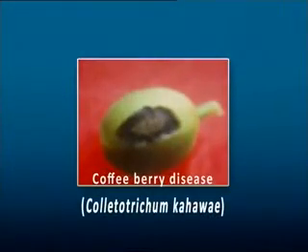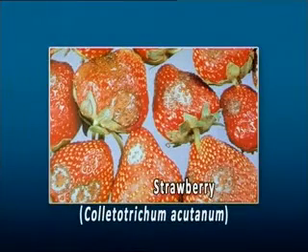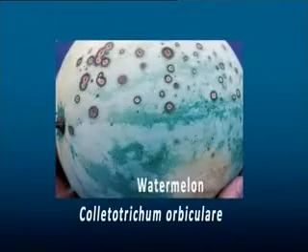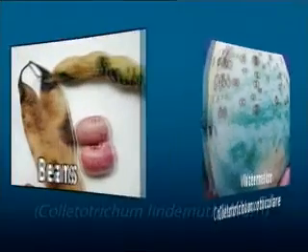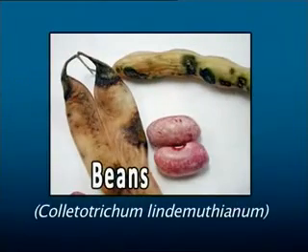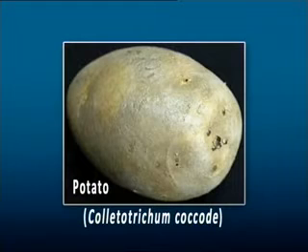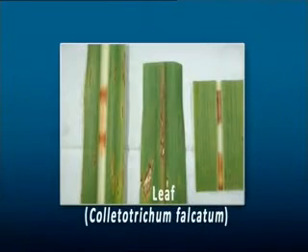The above ground plant parts can be affected by Colletotrichum diseases at all stages: on the stems, leaves, flowers and fruits. Colletotrichum kahawae causes anthracnose in coffee berry. Colletotrichum acutatum parasitizes strawberry. Colletotrichum orbiculare causes anthracnose in watermelon, while Colletotrichum lindemuthianum causes bean anthracnose. Black dot of potato is caused by Colletotrichum coccodes. Anthracnose leaf blight of maize is caused by Colletotrichum graminicola.